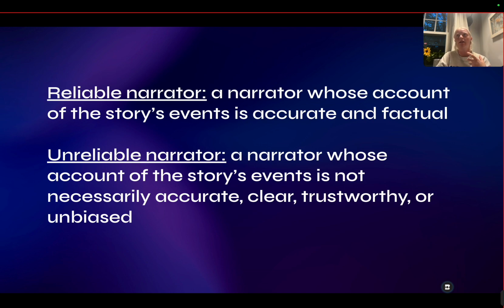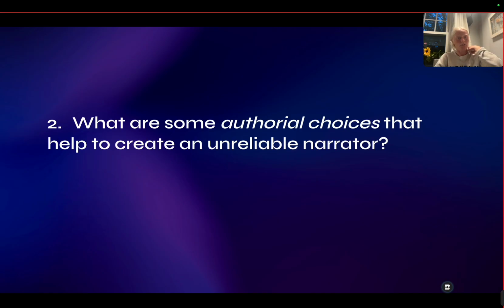In The Tell-Tale Heart, we're looking, I think, at an unreliable narrator. It seems that this narrator is not someone we can trust to accurately portray what's really happening in this story. And there are some authorial choices that Edgar Allan Poe makes to reinforce the idea that we're looking at an unreliable narrator. So, go ahead and write a number 2 on your paper, and see if you can find some authorial choices that help to create this unreliable narrator.